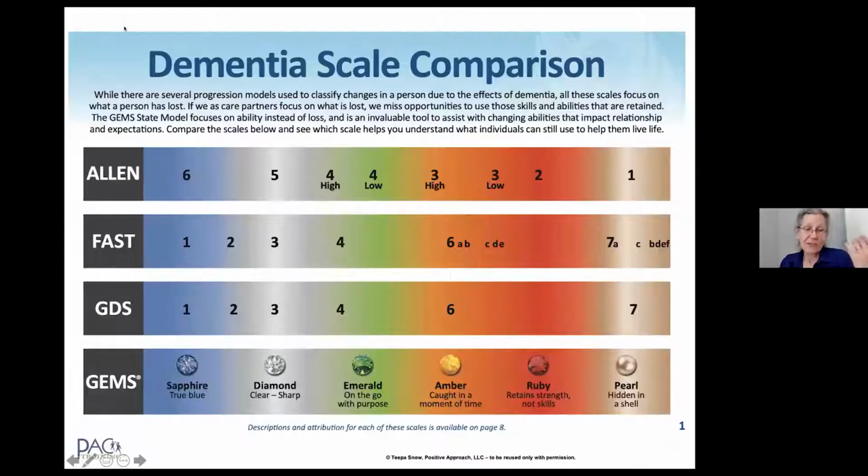So sapphires are true blue, diamonds are clear and sharp, emeralds are on the go and they have some purpose. Ambers are caught in a moment of time. Rubies have strength, but not a lot of skill. And pearls are hidden in a shell. So we're going to just pause there for a second. And Beth is going to take this down and I'm going to share my screen, because I'm really curious. Given just that description alone, that's how we're going to start. I'm going to have you watch a video clip.